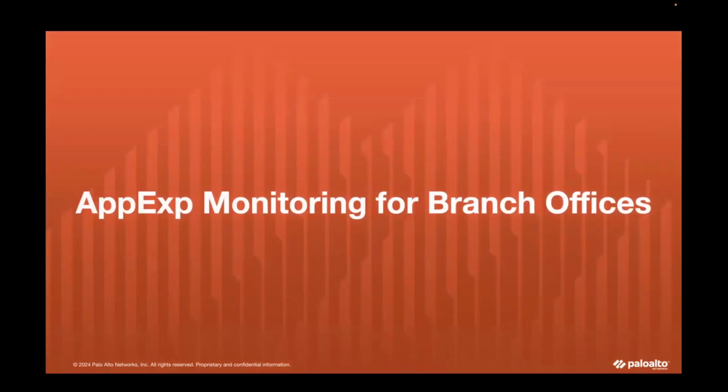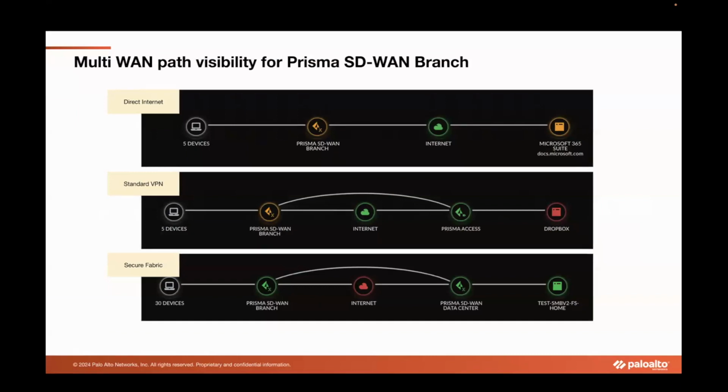Now let's talk a bit about performance monitoring for branch offices. So far we were looking at how we can monitor user experience across the organization, user experience for a single user, and how we can notify a single user. So similarly, what can we do for branch offices performance monitoring? With AI-powered ADEM, we offer multi-WAN path visibility.